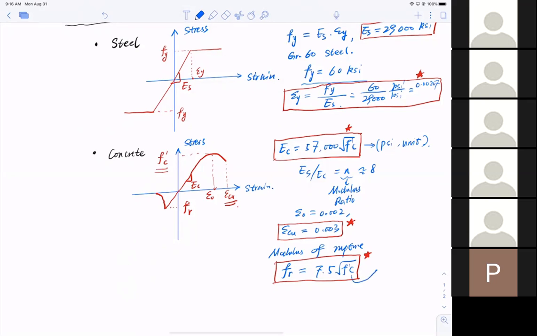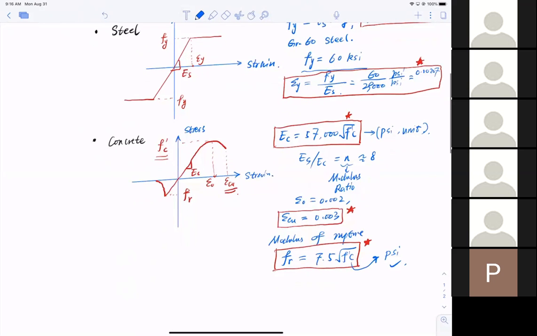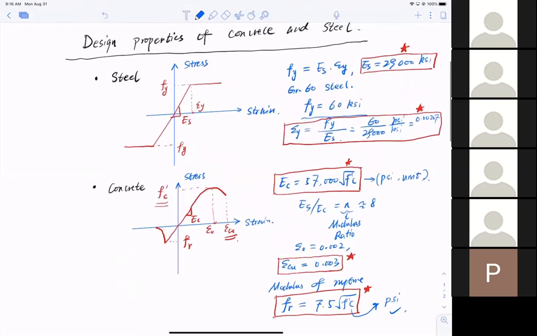So what kind of unit do I want to use here in terms of f'c? Is it psi or ksi? Psi, right? Great, that's a correct answer. Thanks. So now you can see that these summarize the basic properties for steel and concrete.